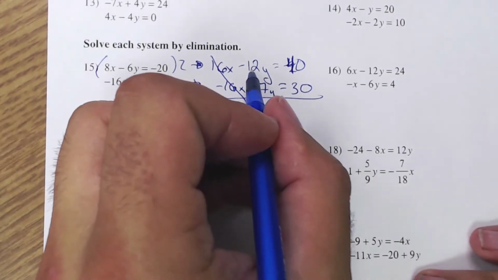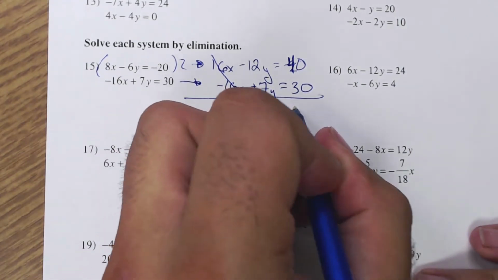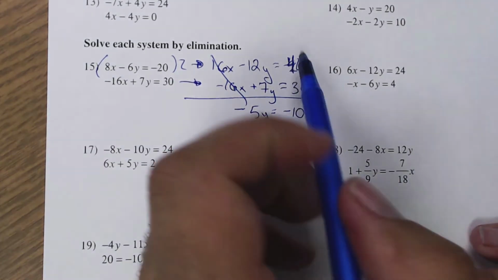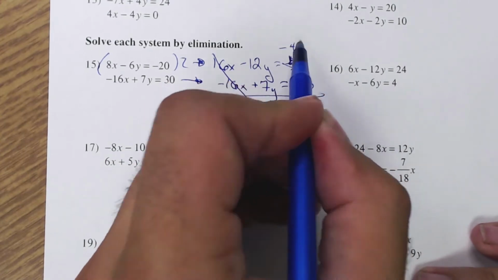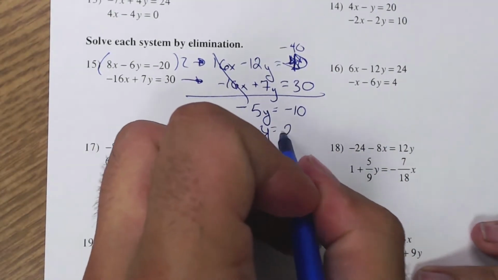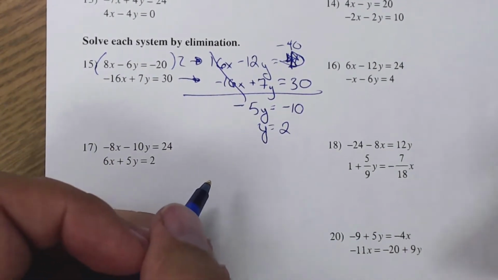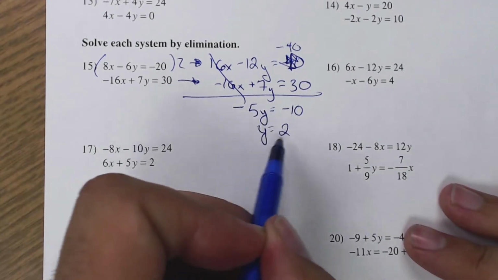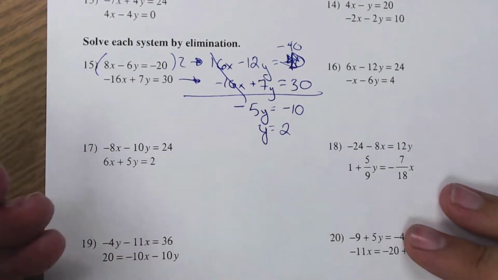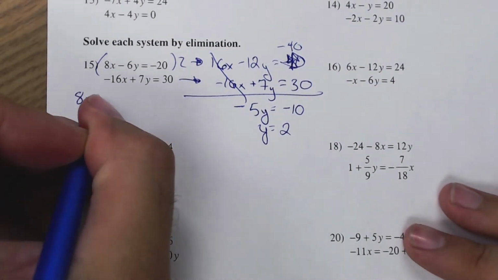Anyway, negative 12y plus 7y is a negative 5y equals negative 10, because that's a negative 40. I know it's sloppy, but that's a negative 40. So y is 2. Now, how do I find x? Well, same as last time. I'm going to take this y equals 2 and plug it back in. Pick the easier one, again, always a better choice. I think the top one this time is easier.